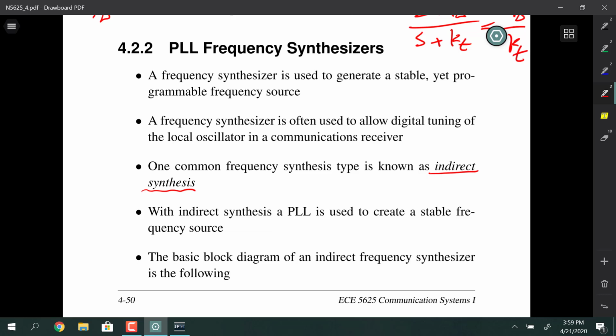But the synthesizer can generate a stable, but yet programmable, frequency source. It allows digital tuning in a communications oscillator like an FM receiver in the car or cell phone or you name it device.